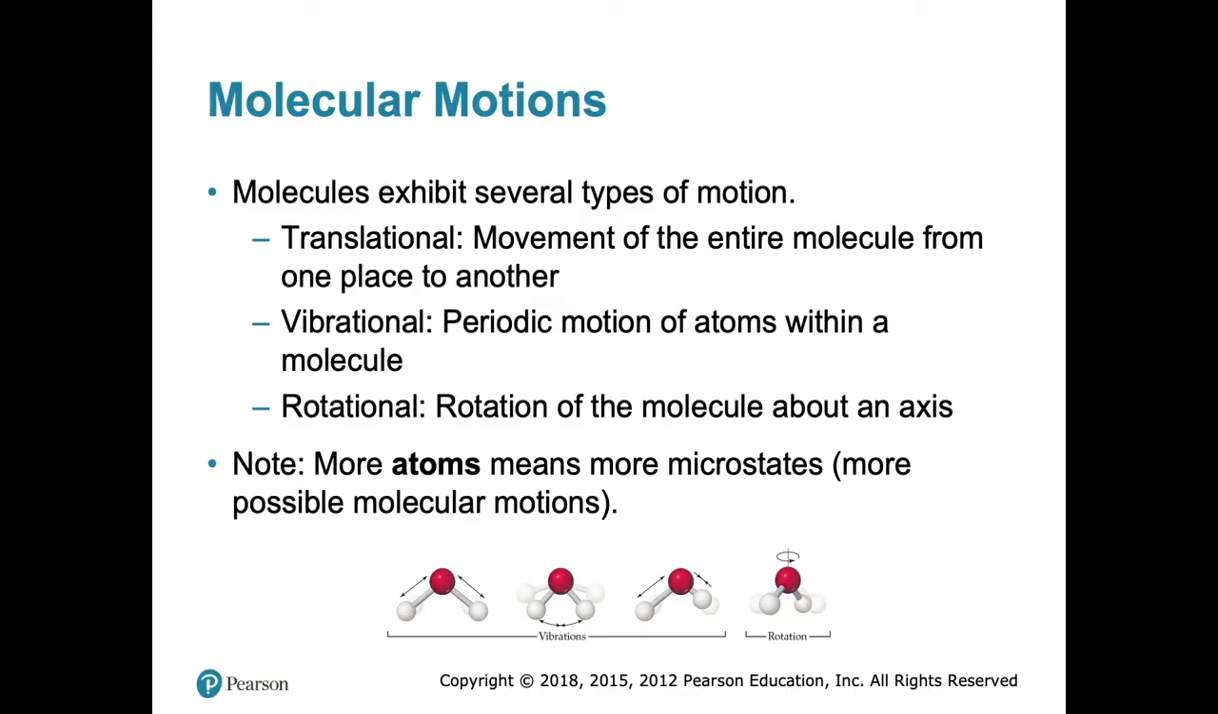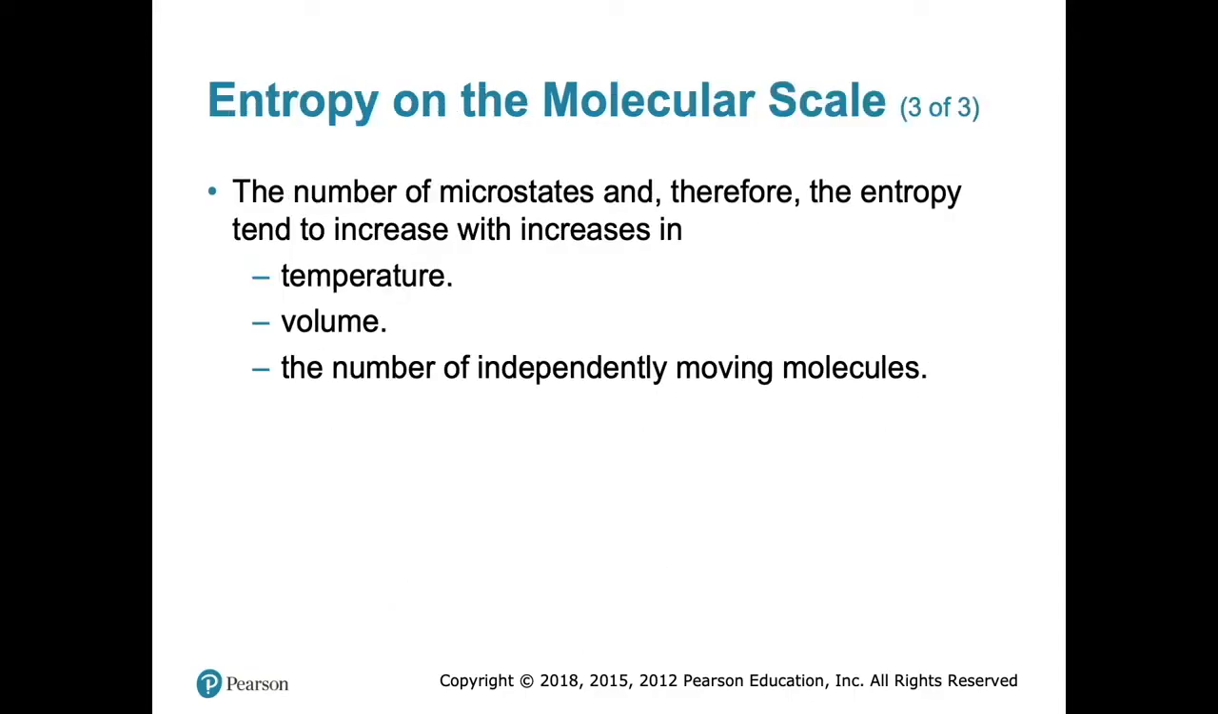And then there's rotational, which is literally just the movement of the molecule about an axis in a circle. Note that more atoms means more microstates, so more possible molecular motions. These are important. You need to know these three molecular motions and what they mean, okay? So the number of microstates, and therefore the entropy, tends to increase with what? Temperature, volume, and the number of independently moving molecules, and these are those molecular motions.